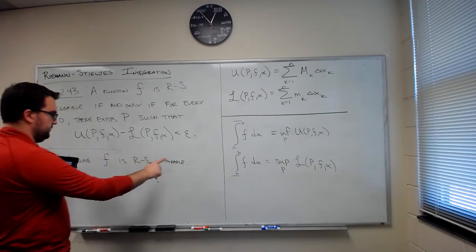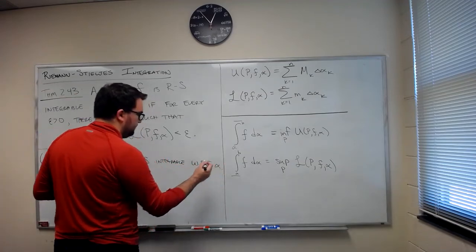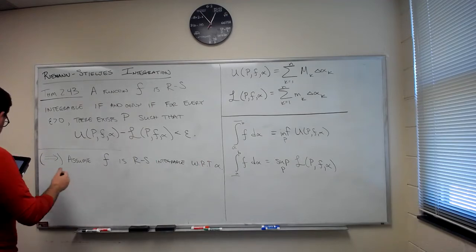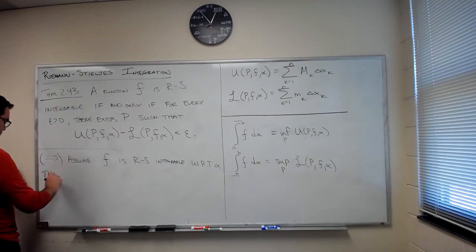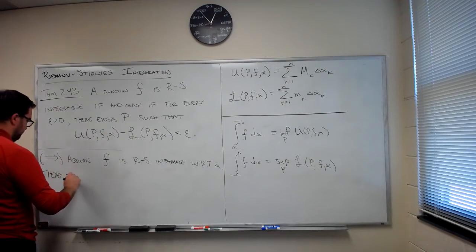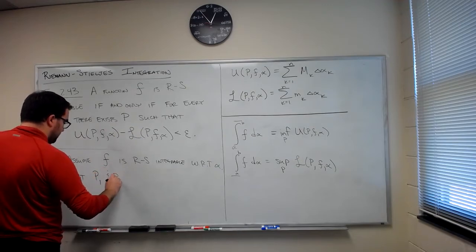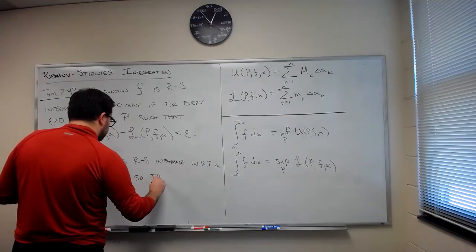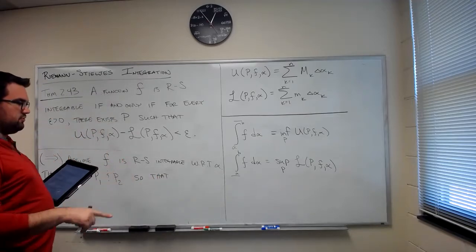With respect to, so this WRT stands for with respect to alpha. So let's see, what can I do then? So then there exist partitions, I'll call them P1 and P2, so that, well, since it's Riemann-Stieltjes integrable, what does that mean?